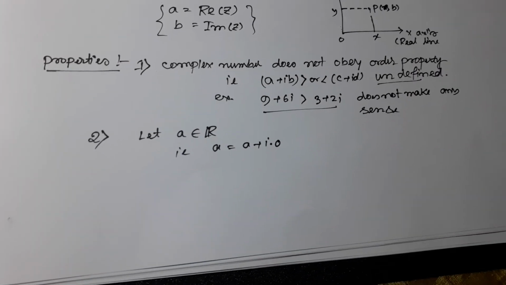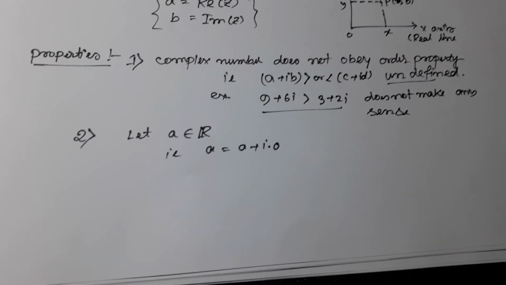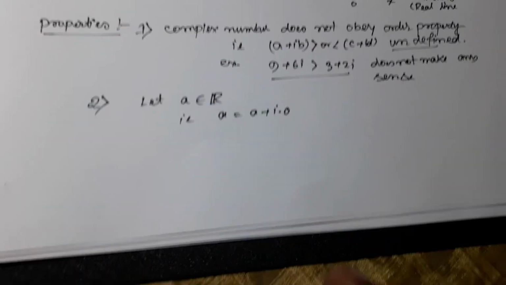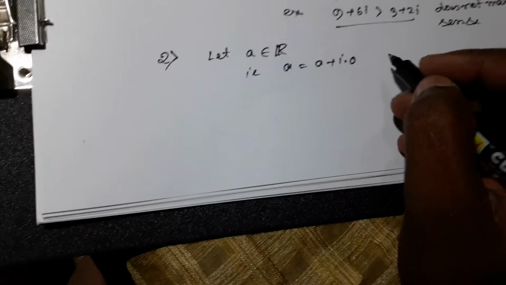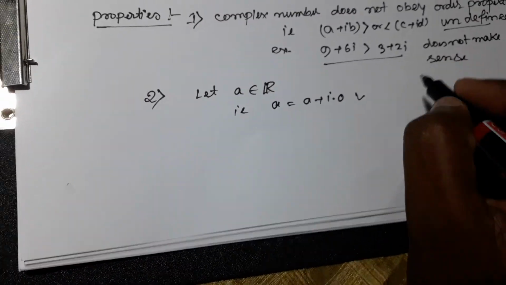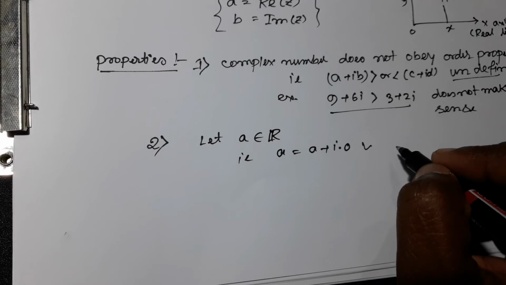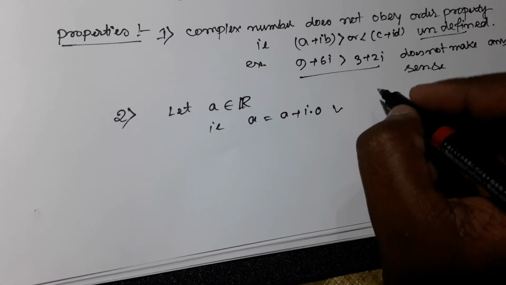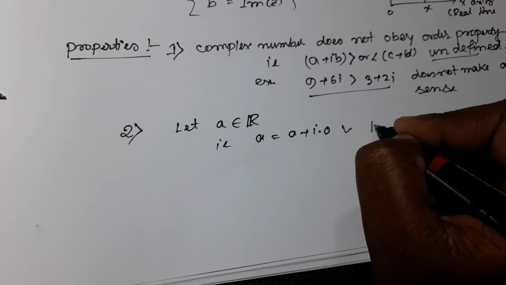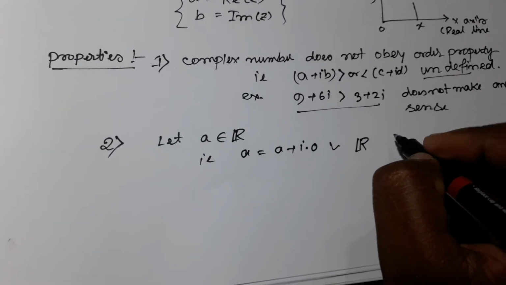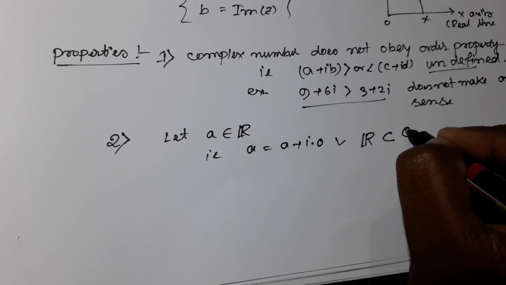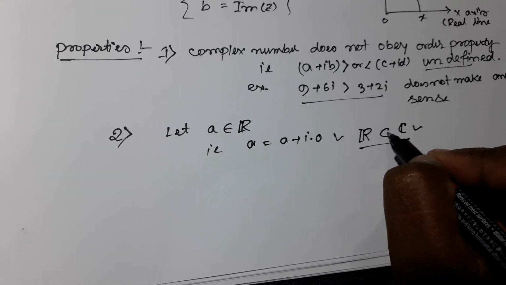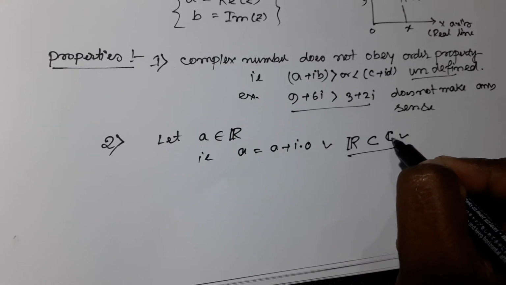That means any real number can be represented as a complex number by multiplying 0 with the imaginary portion. So we can say that every real number is represented by a complex number. So we can say that the set of all real numbers is a proper subset of the set of all complex numbers.